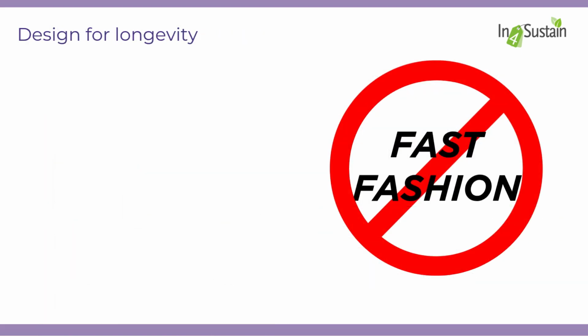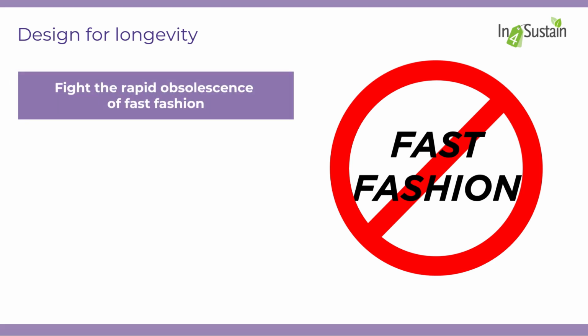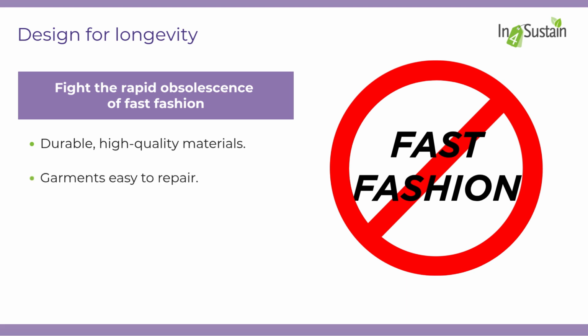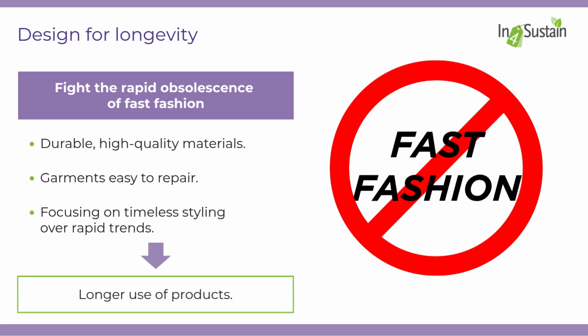A vital part of the cycle is designing for longevity. We have to fight the rapid obsolescence of fast fashion by using durable materials, designing garments that are easy to repair, and focusing on timeless styles rather than fleeting trends. Keeping a product in use longer is the simplest way to save natural resources and reduce our overall environmental footprint.